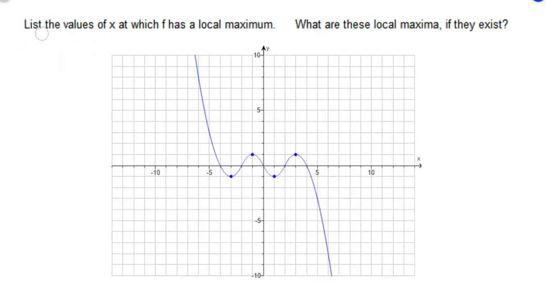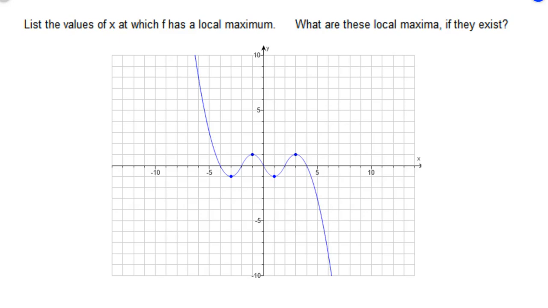In this question, we want to list the values of x for which f has a local maximum, and what are these local maxima, if they exist. So I'm looking at the graph and trying to determine if I have any local maximum. And what I'm looking for are changes in the graphs increasing and decreasing. So let's take a moment to look at this function overall and decide where the function is increasing and decreasing.